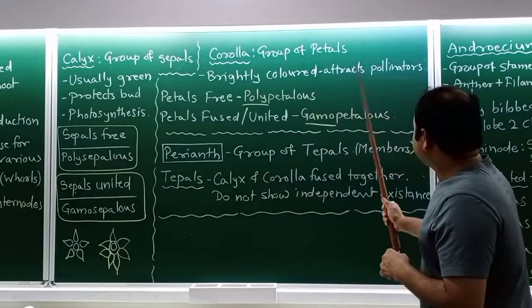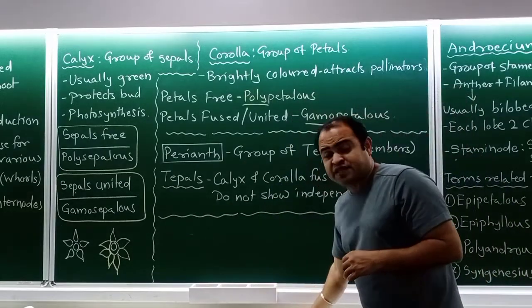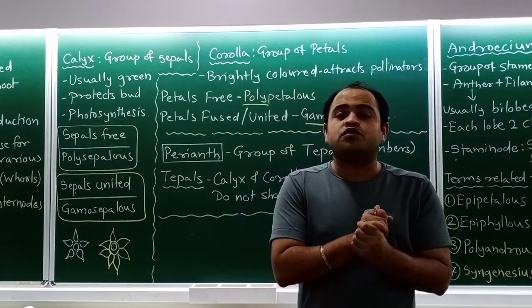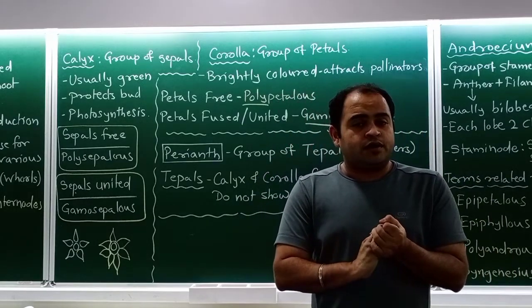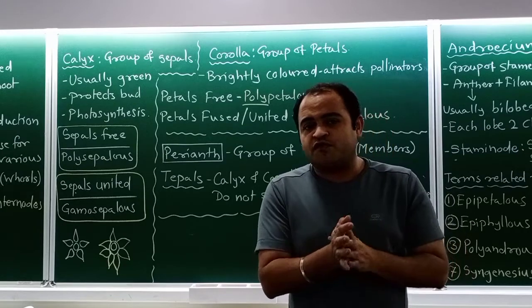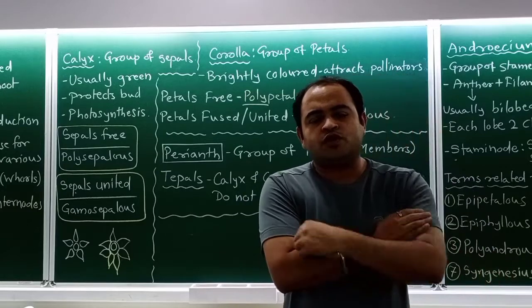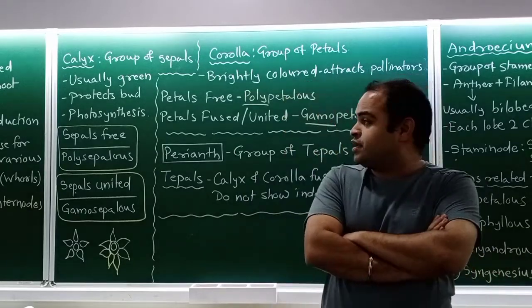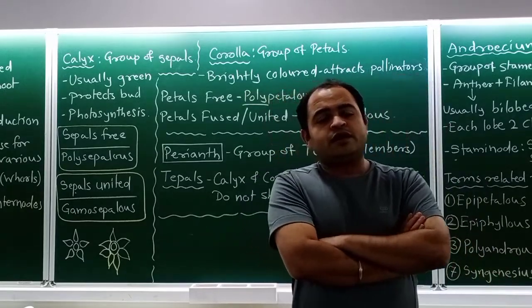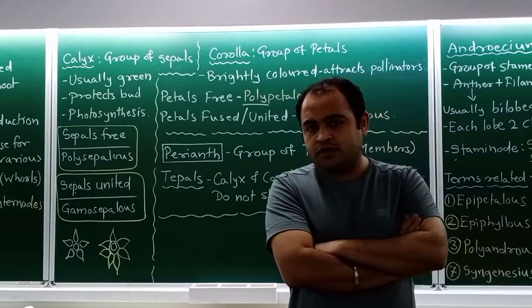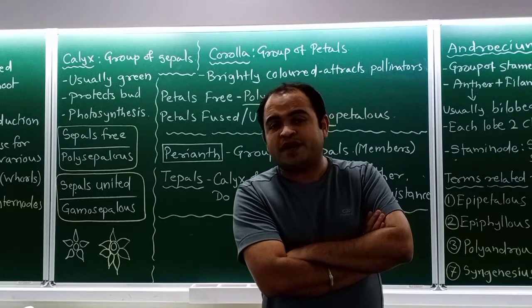So I think after this second board, we are going to shift to the third board, which is about essential types of floral buds. In the meanwhile, I would like to say a few more words about this particular calyx and corolla. I have talked about petaloid sepal and sepaloid petal.